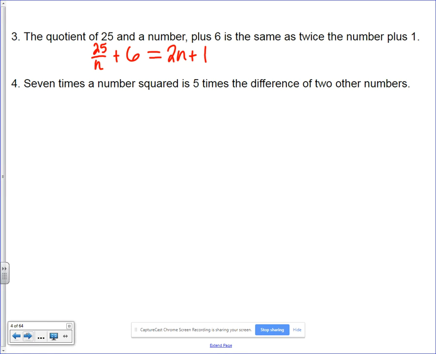All right, next one. 7 times a number squared. How do I show that? Is, what's is? 5 times the difference. So would it make sense for me to say 5 times the difference? No. It would be parentheses. We're going to go 5 times, then the difference means subtract. Now this says of 2 other numbers, A and B. I just can't use N, folks, because it says other numbers. This was fantastic. How is everybody here? You did great. Okay.